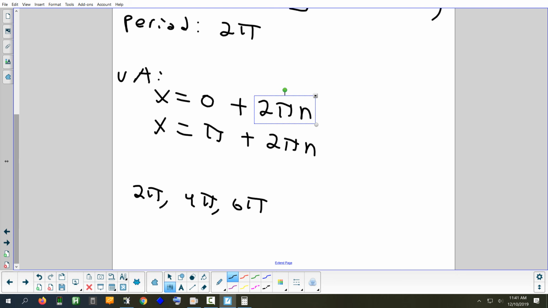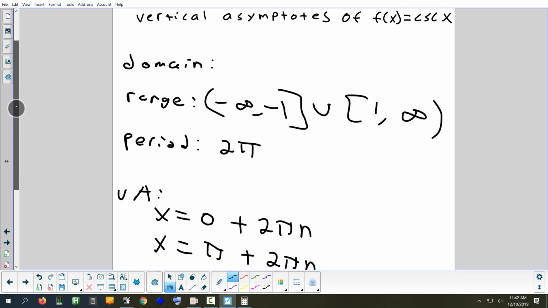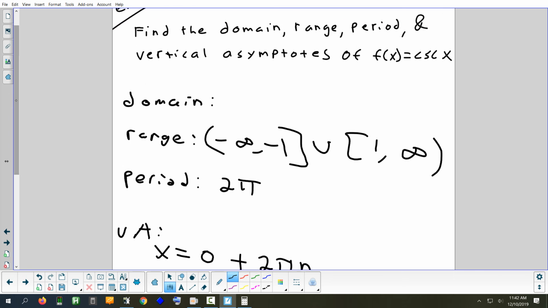Now, let's look at the bottom one. 2 pi times 1, 2 pi plus pi? 3 pi. 2 pi times 2, 4 pi, 4 pi plus pi? 5 pi. Then 7 pi. So, how could you describe all your asymptotes here? All multiples of pi. Nice, very simple, very elegant way to say it. Every multiple of pi. So your domain is every number that's not a multiple of pi.